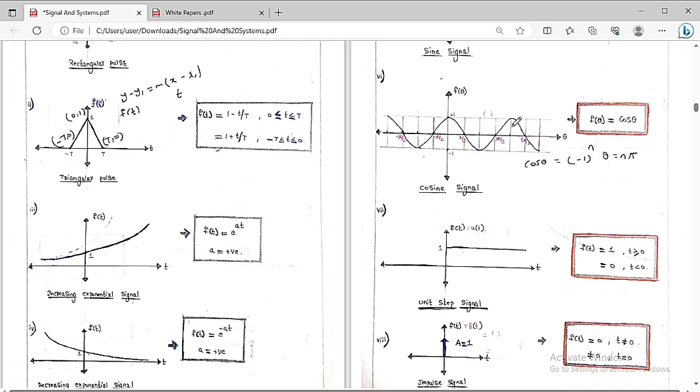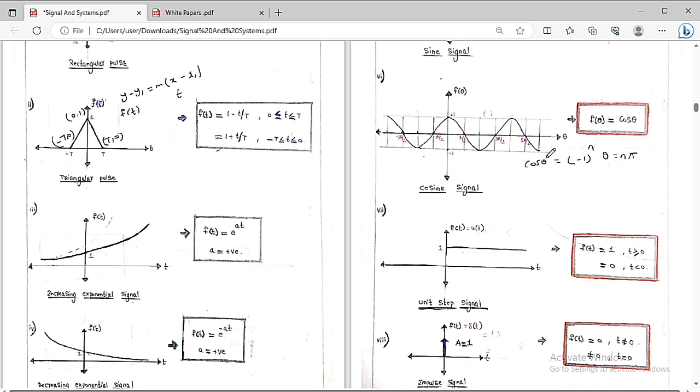So you can see at 2 pi its value is equal to 1. Therefore we can say cos theta is equal to (-1)^n, where theta is equal to n pi, and n is an integer. So it can be positive, it can be negative. So n is basically an integer.